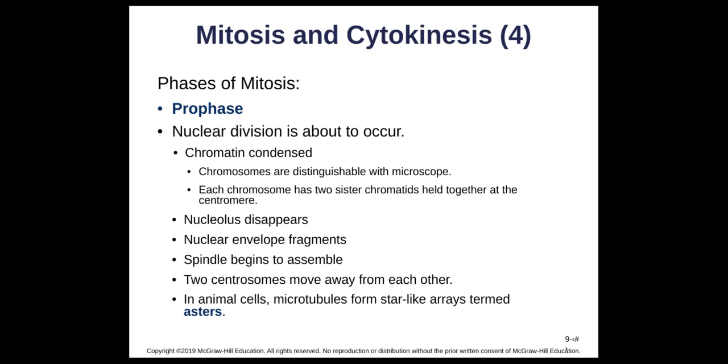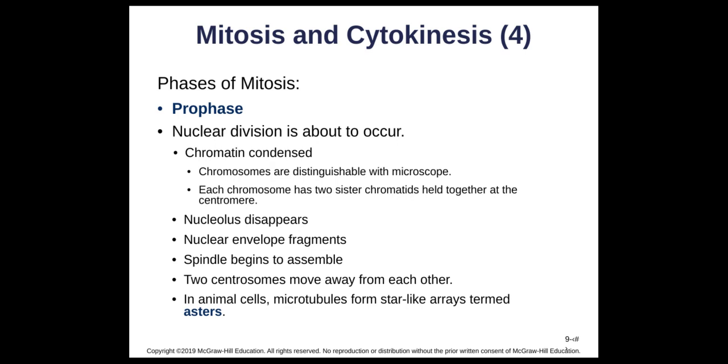What does this all look like? Well, there are phases, or step-by-step stages, of how this happens in mitosis. We go from interphase, where we have growth, synthesis, growth. Now we're in mitosis. We're going to start with prophase. Prophase is when nuclear division is just about to occur. Chromatin condenses. You can actually see the little X shapes when you look at the microscope. Each chromosome is held together at its centromere. The nucleolus is going to disappear.